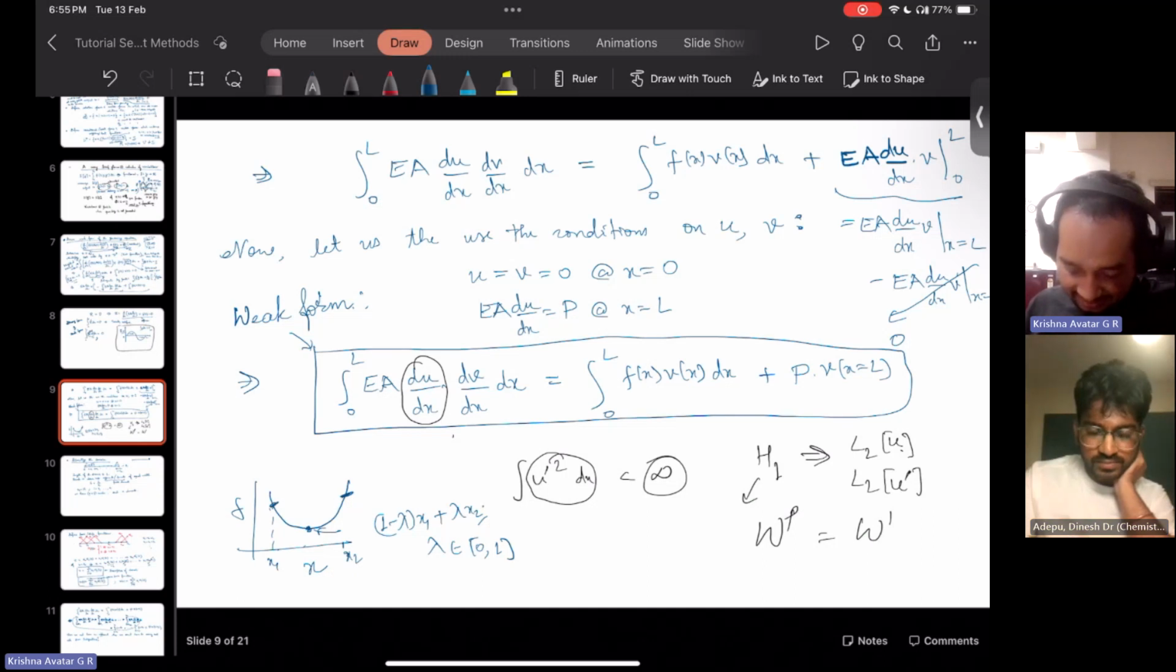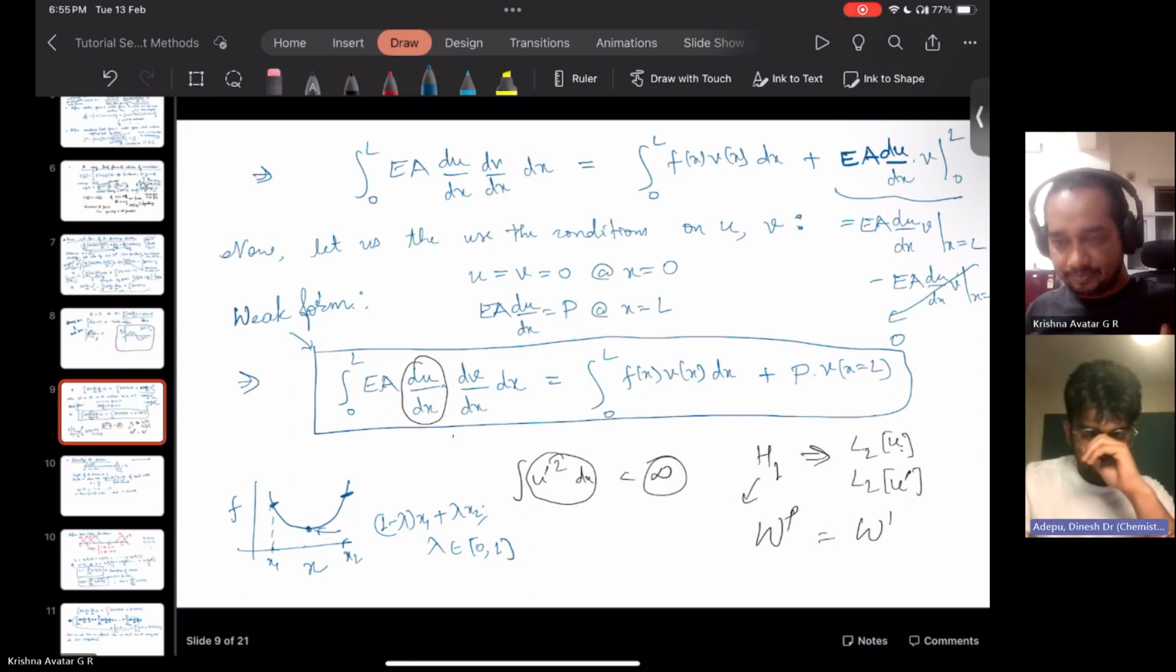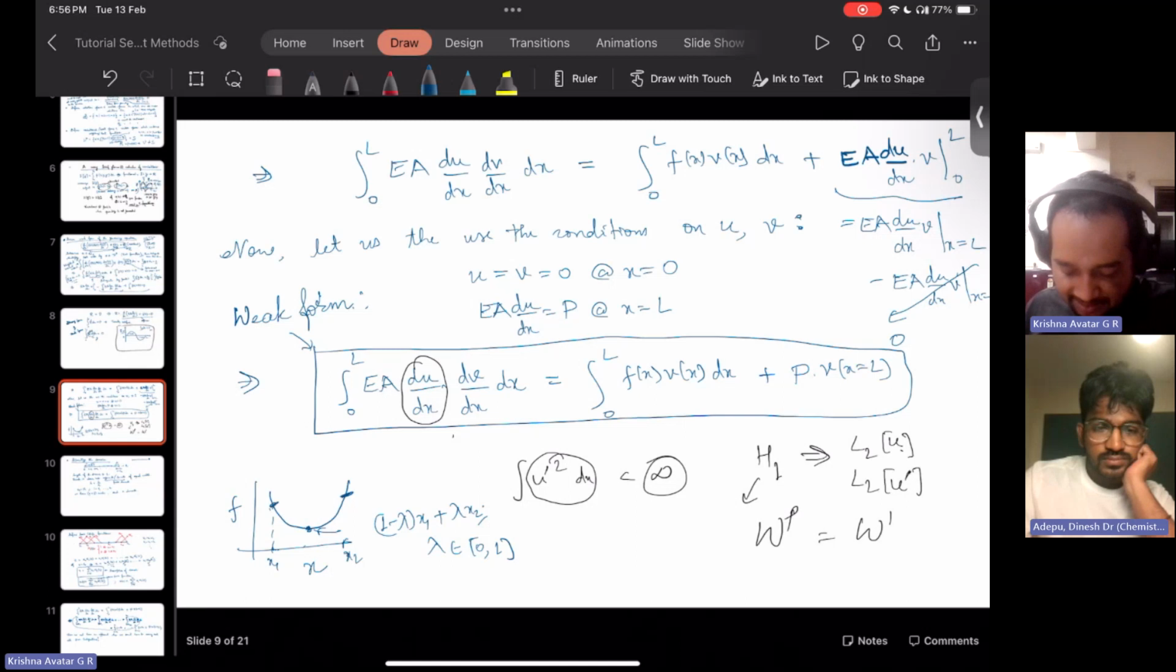So it means that given a boundary, x1 and x2, these are the endpoints of the boundary, and then we have some function f here, and then we pick any point lying between x1 and x2. Any point lying between x1 and x2 can be found by a linear combination of x1 and x2, using this way.